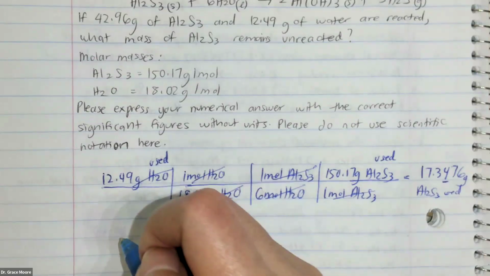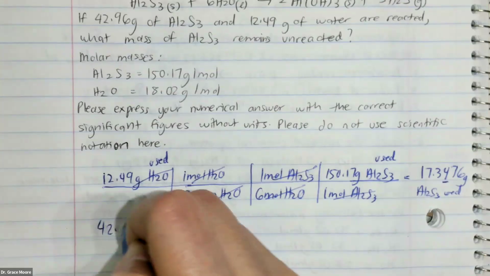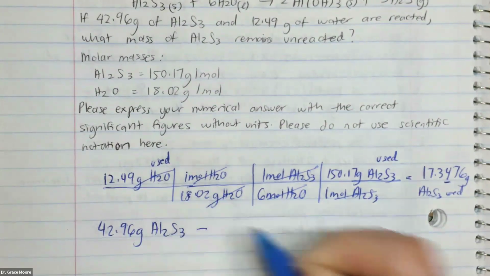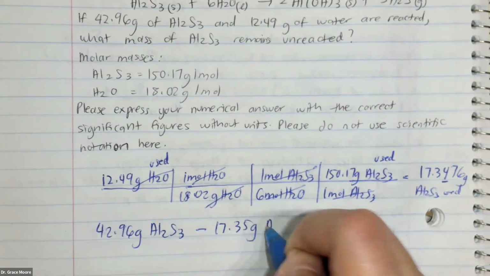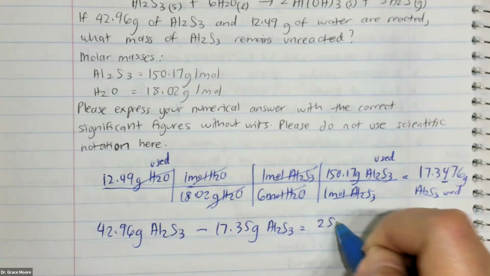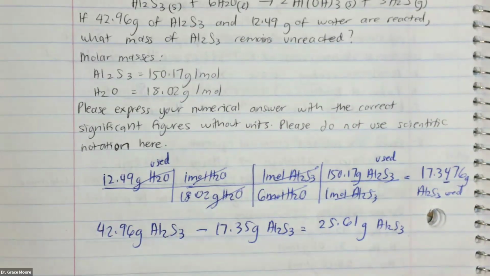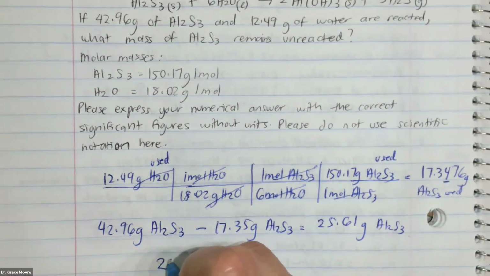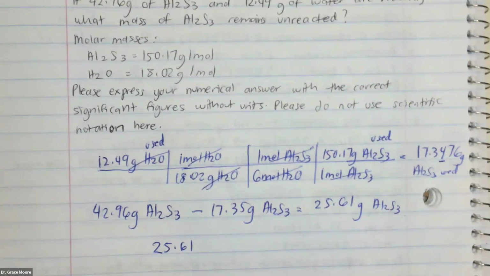Okay. If you know how much was used, then you go, okay, 42.96 grams is how much we started off with. And then we're going to use up 17.35 grams. That means my leftover is 25.61 grams. And this will be my answer. When I put down the answer, just type in 25.6. And that would be my answer.